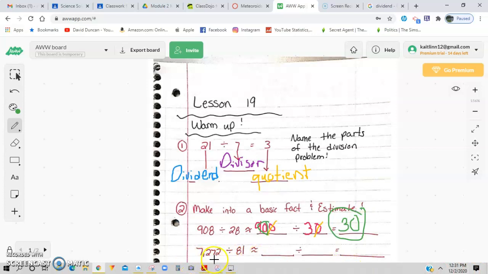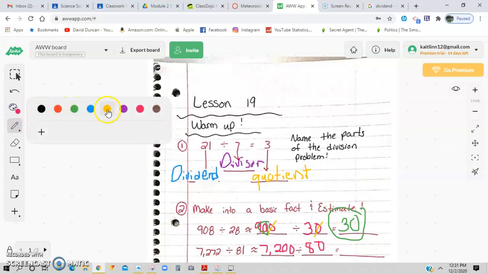Jumping down here, I have 7,272 divided by 81. I'm going to start with that divisor. I'm going to round it to 80, make it simple on myself. And then I want to round this dividend to a number that 80 can easily go into. Well, if I count by 8, I know that 8 goes into 72. So I'm just going to make it 7,200. Okay, I'm just going to round it to 7,200.